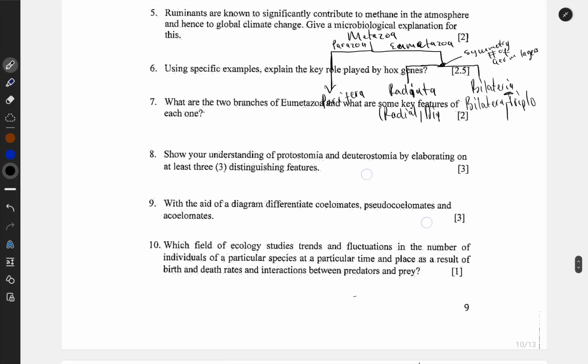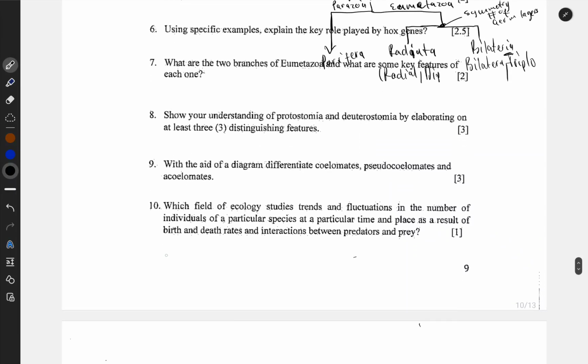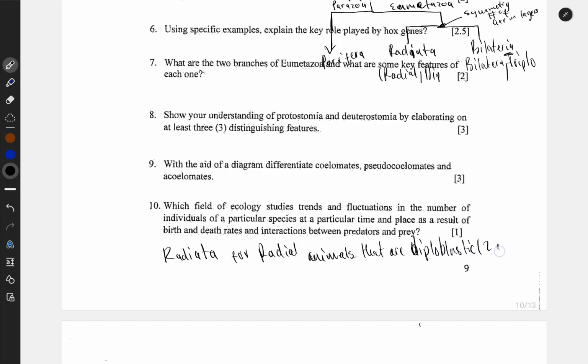So now we can go. They said, what are the two branches of Eumetazoa? So you can say Radiata, and they said, what are some key features of each one? So you say Radiata, for radial animals that are diploblastic. Okay, if you want to put, you can say two germ layers.